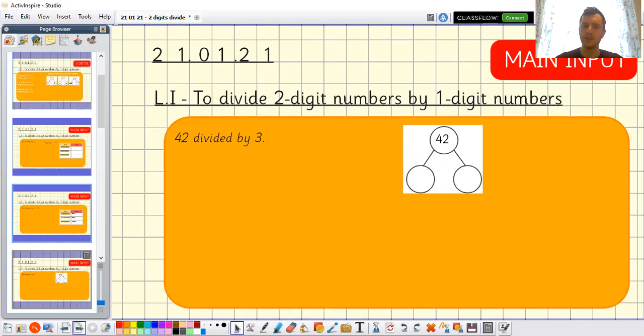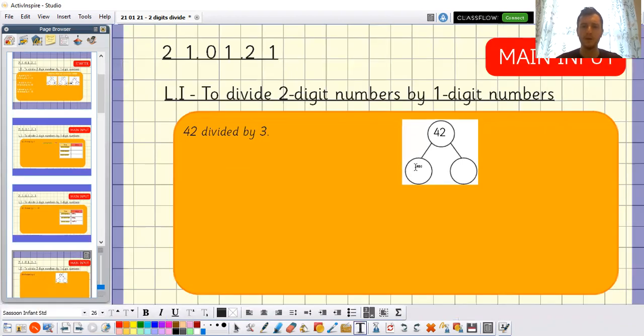But we're going to look at a partitioning method again. Now, again, we can use this to be a bit quicker with it, but we've got to be a little bit careful and a little bit clever with it, because I'm not just going to partition it into 40 and 2, because those numbers won't divide by 3. I've got to think of numbers that will be divisible by 3. So I'm going to put this one as 30, because I know 30 divided by 3 is equal to 10.